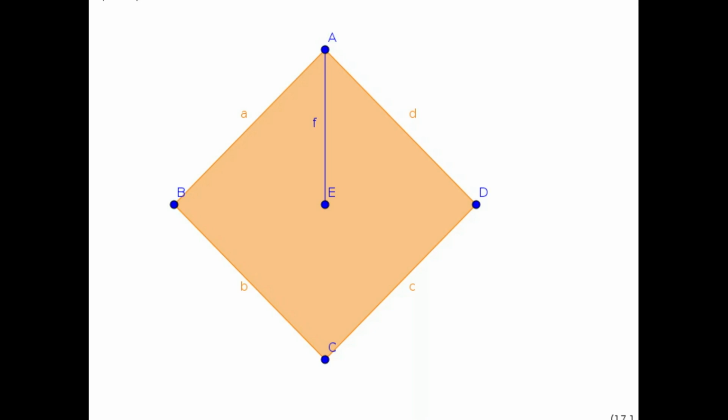When we draw a diagonal, it divides the diamond into two right angled similar triangles. The angle between the diagonals is 90 degrees and the angle between the sides is equal to 90 degrees.